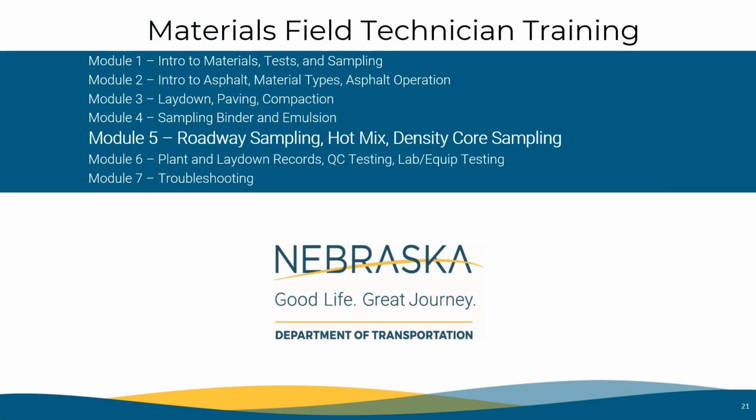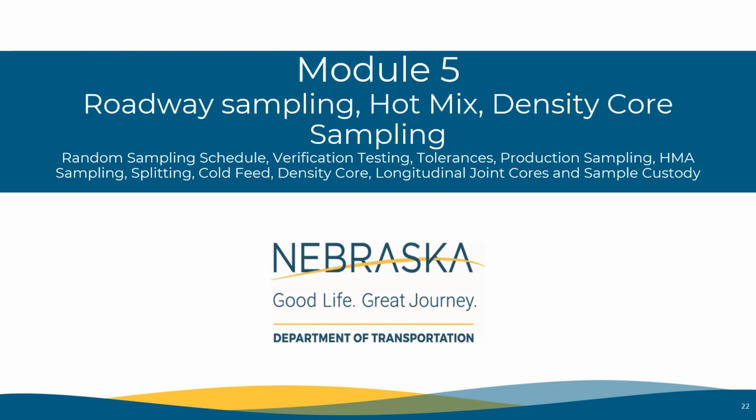Okay, now let's move on to the next module. Module 5, where we will be covering roadway sampling, hot mix sampling, and density core sampling. Here you will learn more about the random sampling schedule, verification testing, testing tolerances, production sampling, HMA sampling, roadway and windrow sampling, sample splitting, sample identification, cold feed sampling, density cores, longitudinal joint cores, and sample custody and storage of samples.